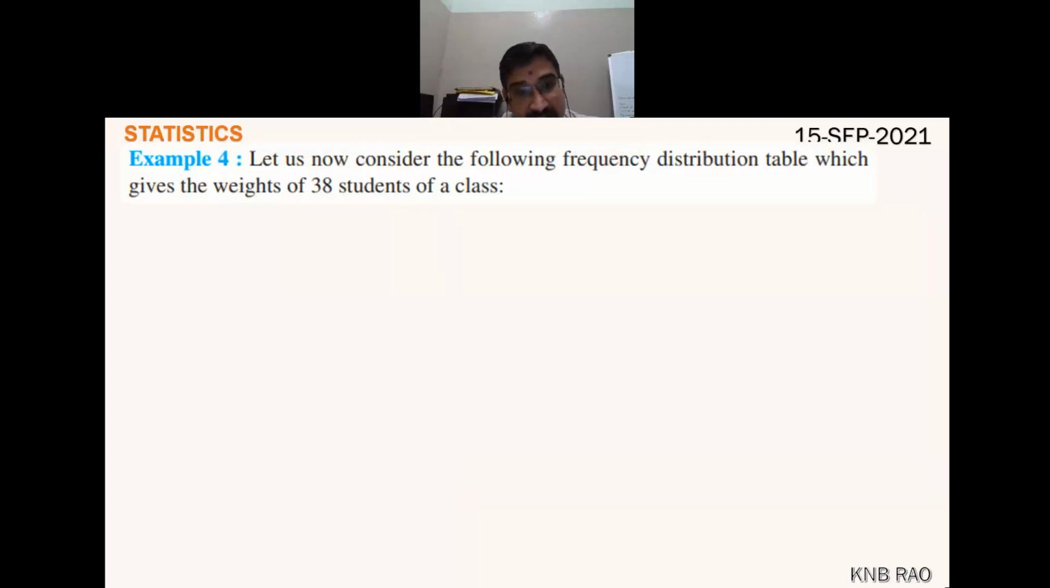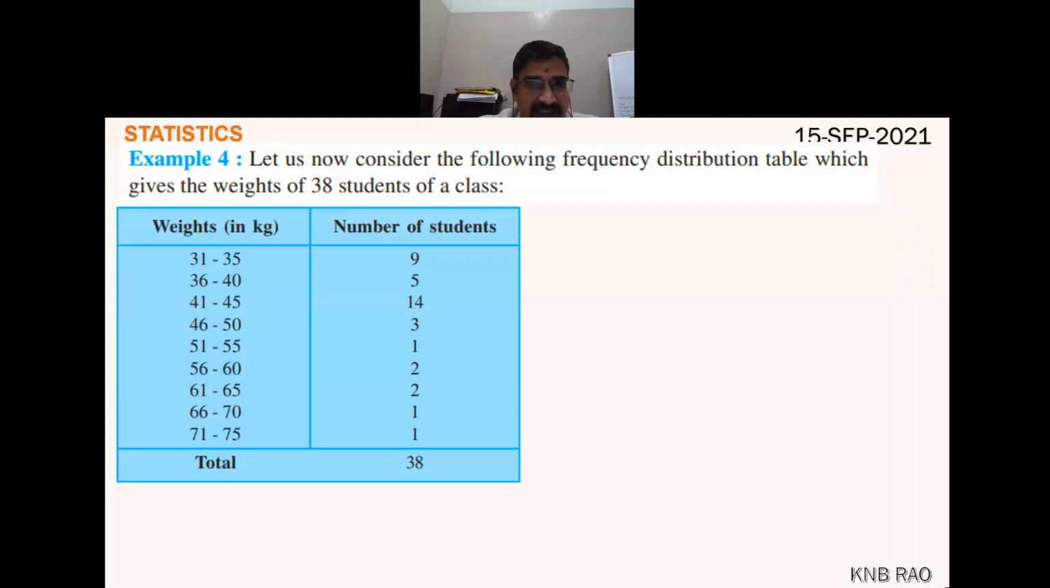Example 4. Let us now consider the following distribution table, which gives the weights of 38 students. Now, tell me, here there is a gap. Do we have any weighing machine showing a number between 35 and 36? The 0.5, sir. A digital weighing machine shows that, but the physical weighing machine which you normally have in the room doesn't show it. Correct?